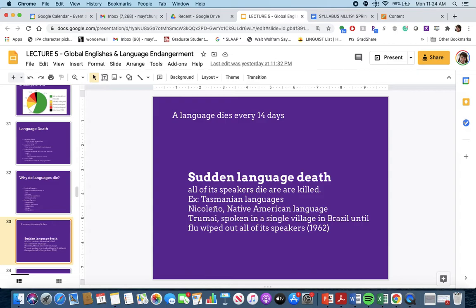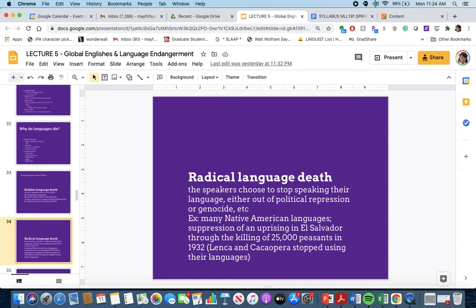There's a language spoken in a village in Brazil, but then the flu came, and the flu killed everybody. So then, we don't have a language anymore because it really takes a group of people to be able to speak a language. So these are radical language deaths. This is not necessarily sudden, because of a natural disaster, but some speakers might choose to stop speaking their language out of political repression, right? Many Native American languages were this way.